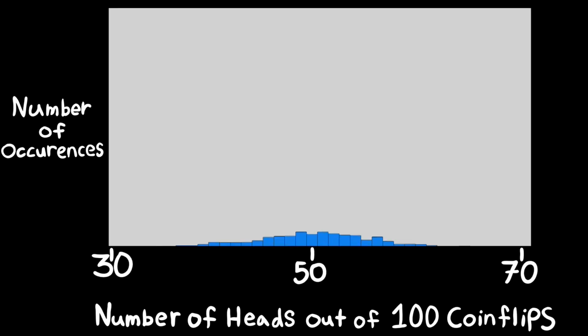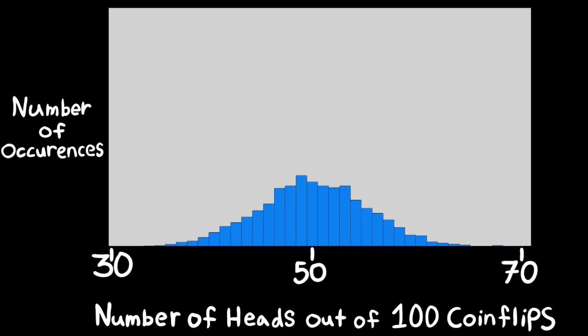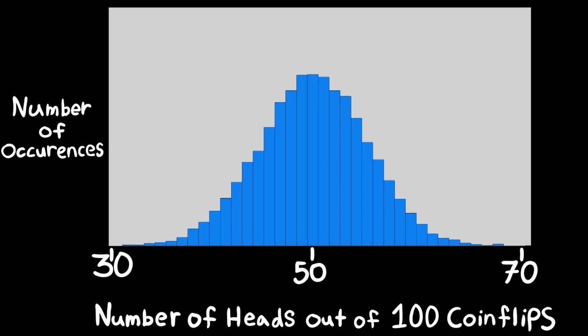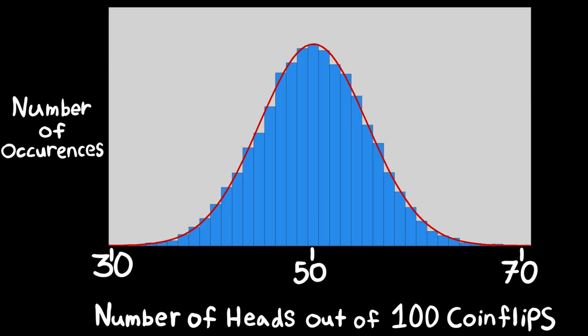And if you look at a histogram of the number of heads of each of the 10,000 100-coin-flip simulations, the results look almost exactly like a bell curve. Why this happens is a surprisingly deep result from mathematics and probability theory that's well beyond the scope of this video. But as it turns out, it plays an important role in our understanding of how genetics work.